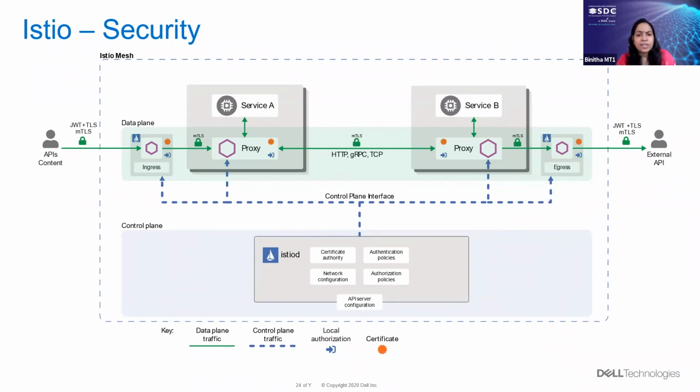Now, how is a user validated? The user is validated using JWT, that is JSON Web Tokens, along with TLS and mTLS, mutual TLS. These JSON Web Tokens not only authenticate the user, but also specify what claims the user has on a particular service. So this is the overall picture of how Istio security takes place, and most of it is actually handled by Citadel.